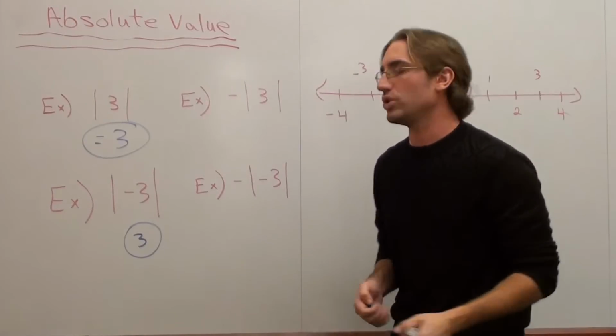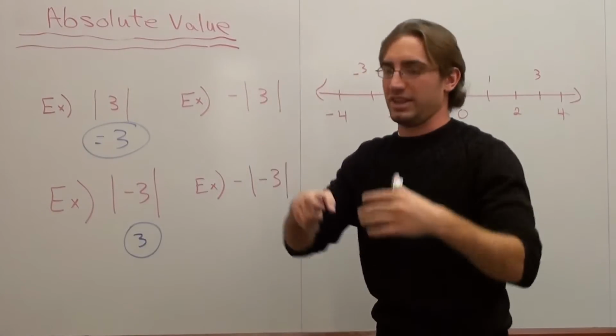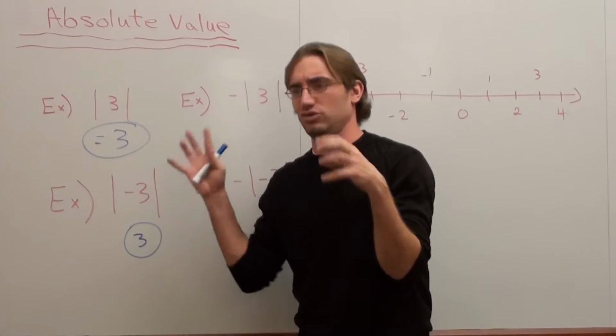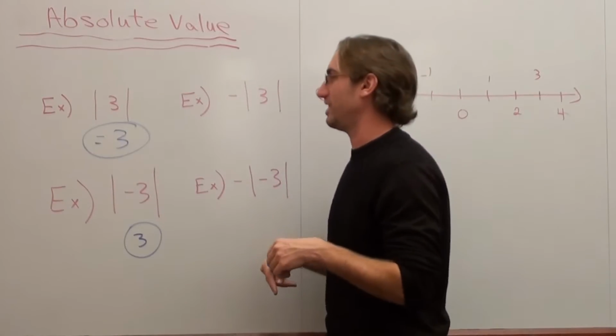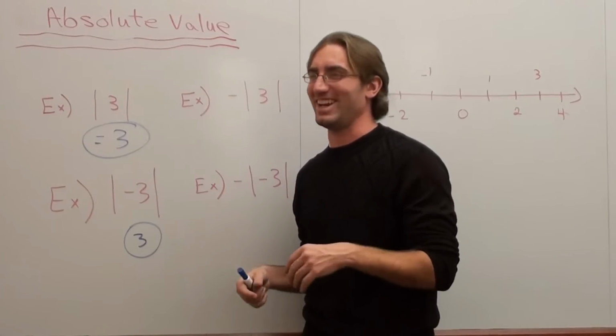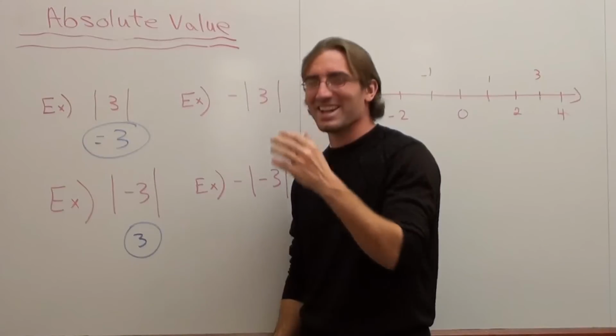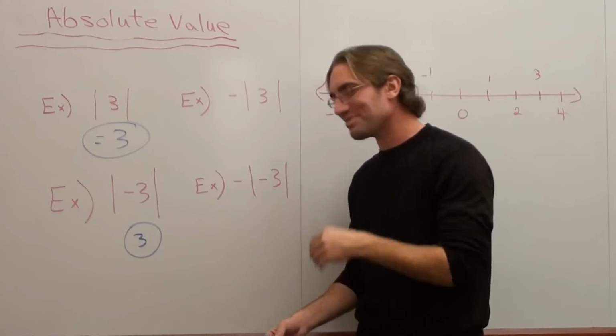Now, it differs when you have a negative outside the absolute value. And the way I kind of tell this to my students is the absolute value eats the negative. But it can't eat the negative outside.